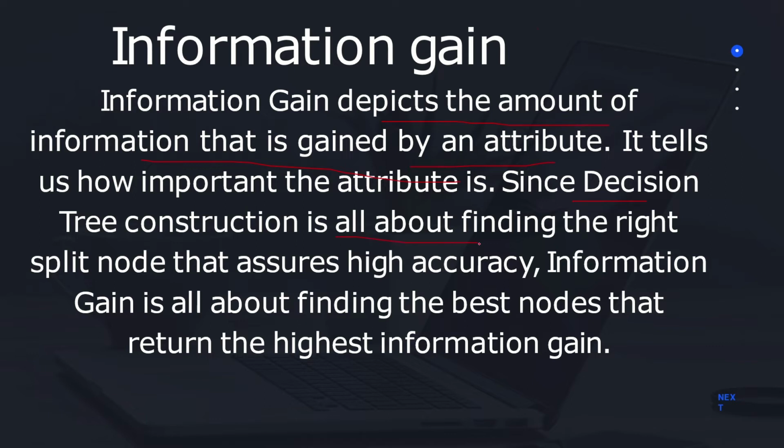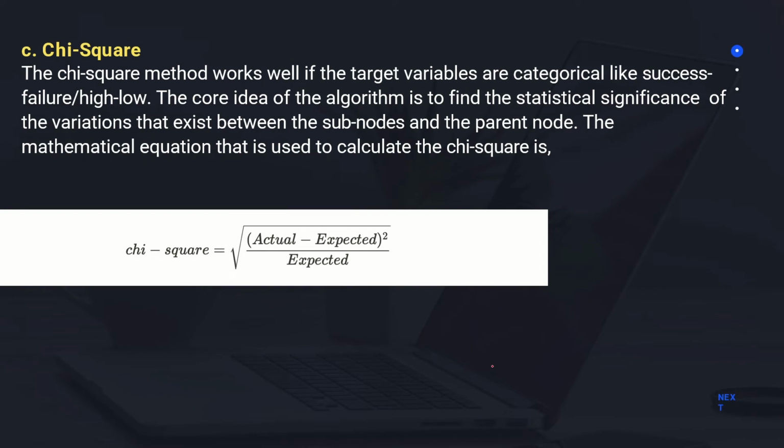Since decision tree construction is all about finding the right split nodes that assure high accuracy, we tend to maintain high accuracy, and for that we figure out that the information gain should be as high as possible. This is the point: we tend to have the highest information gain in decision tree classification. We need to tune the parameter such that we obtain the maximum information gain and minimum entropy.